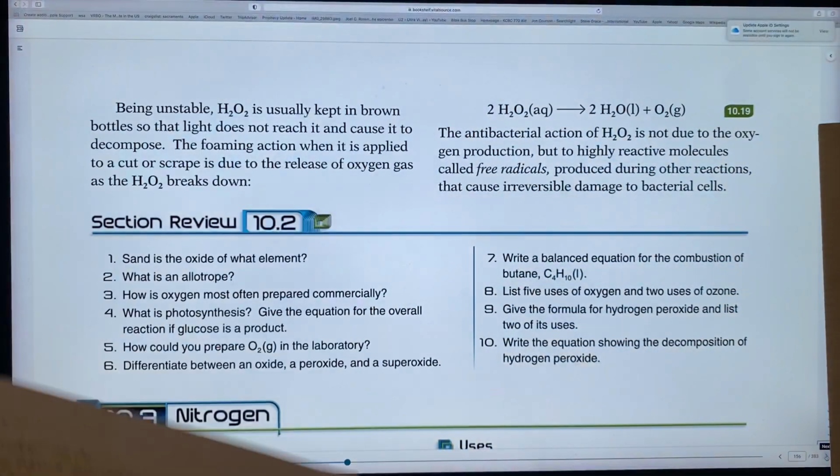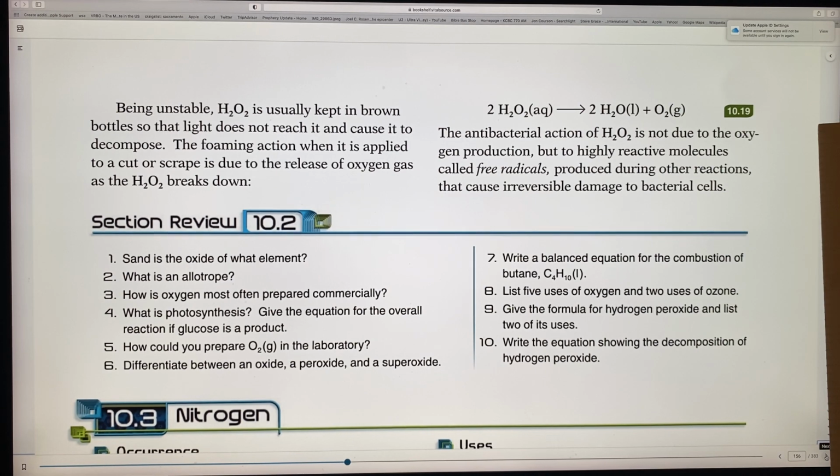So list five uses of oxygen. Of course: manufacturing steel, use in hospitals, divers need it, welding torches, rocket fuel. And ozone, what's ozone? It purifies drinking water, deodorizes the air, and also prevents UV light, right?